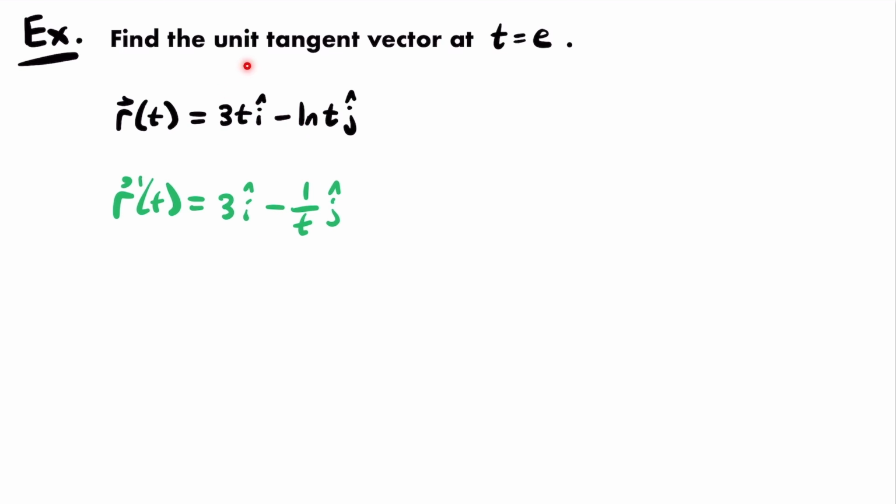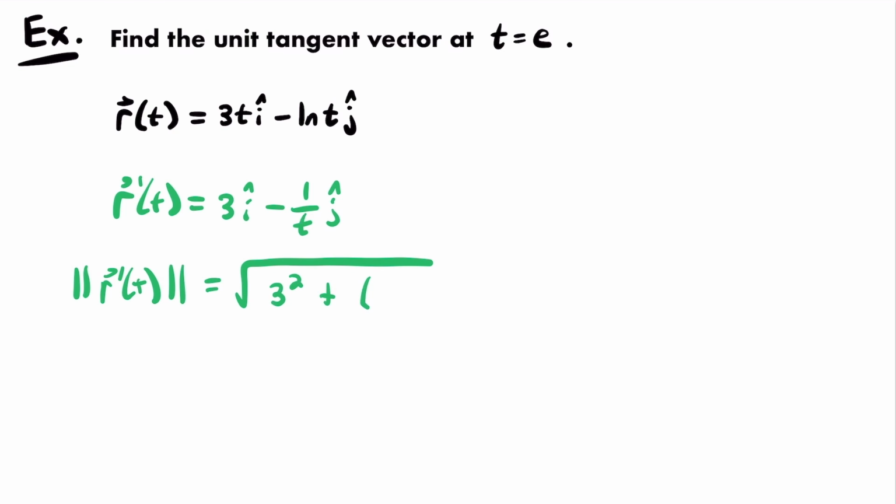Now, in order to find the unit tangent vector, we also have to find the magnitude of this derivative of our vector function. So remember, to take the magnitude of a vector, you simply take the square root of the sum of the components squared. So this will be equal to the square root of 3 squared plus negative 1 divided by t squared. All right, and so simplifying, we get the square root of 9 plus 1 divided by t squared. Okay, so now we have everything we need to find the unit tangent vector.